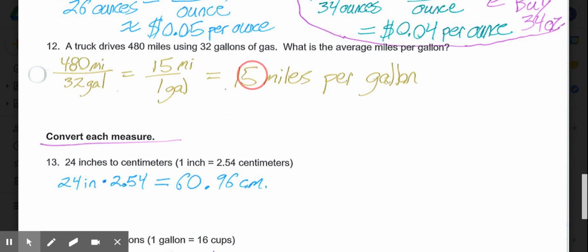Or you could write it this way, 15 miles per gallon in words. I don't care if you write it as a fraction, 15 over 1, as long as you have your units, miles over gallons, or if you write it out in words, 15 miles per gallon. But again, you want to remember your units.